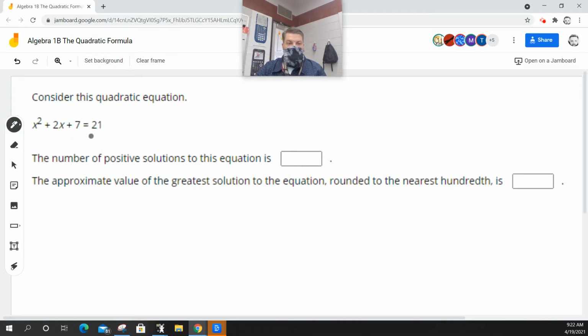The first thing I've got to do is subtract 21 from both sides to set it equal to 0. When I do that, I get x squared plus 2x, and 7 minus 21, isn't that negative 14? Does that sound right? Equals 0. Okay. So a equals 1, b equals 2, and c equals negative 14.